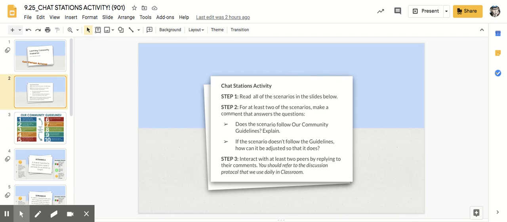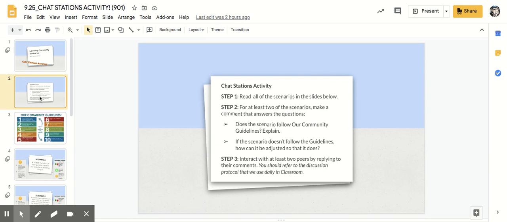The second step is for at least two of the scenarios, make a comment that answers the questions. Does the scenario follow our community guidelines? Explain. And if the scenario doesn't follow the community guidelines, how can it be adjusted so that it does? So you're not required to comment on each scenario. You should do that for at least two of them. But if you would like to do more than two, by all means, please feel free to go ahead and do that. But these are the two questions that you're answering for any of the scenarios that you would like to. Okay.